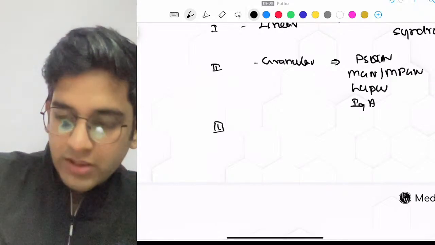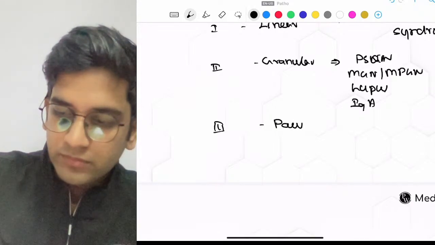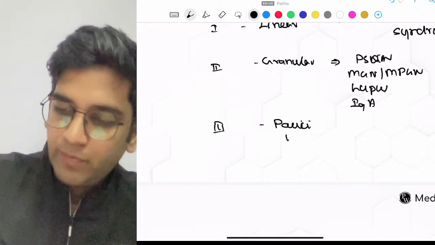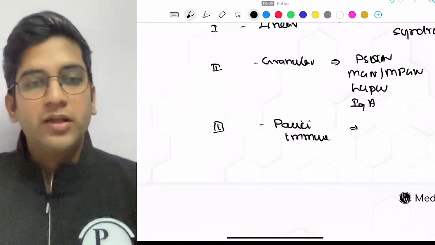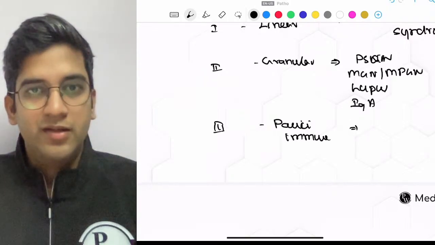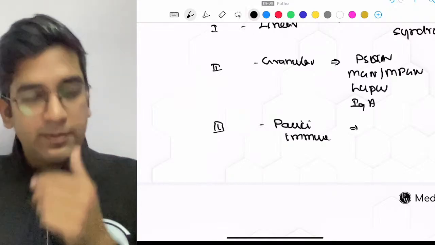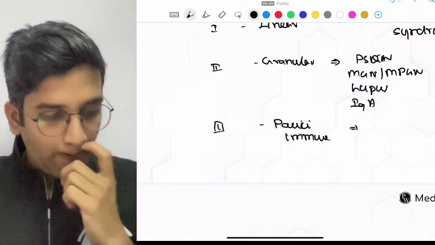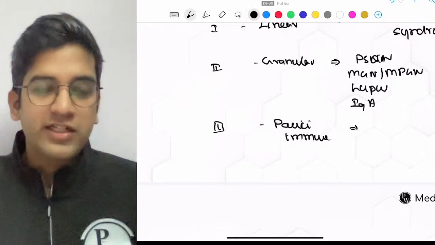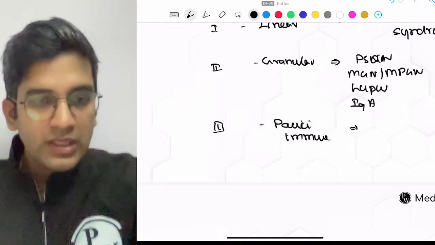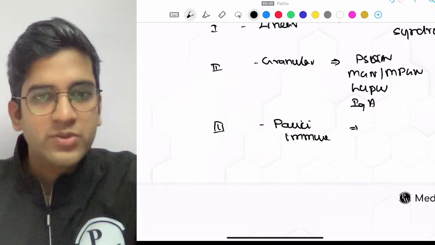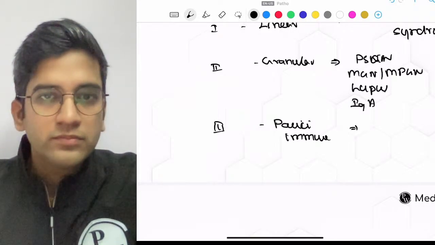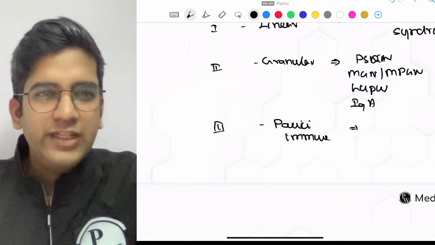Type 3 is also called pauci-immune. So in pauci-immune glomerulonephritis, there is no immunofluorescence. Actually, it's not primarily a kidney disease. Pauci-immune glomerulonephritis is primarily a vascular pathogenesis. Can anyone tell me or name any small vessel vasculitis which comes to your mind? I am sure I must have read about vasculitis. We did read about vasculitis. Any small vessel vasculitis which comes to your mind?